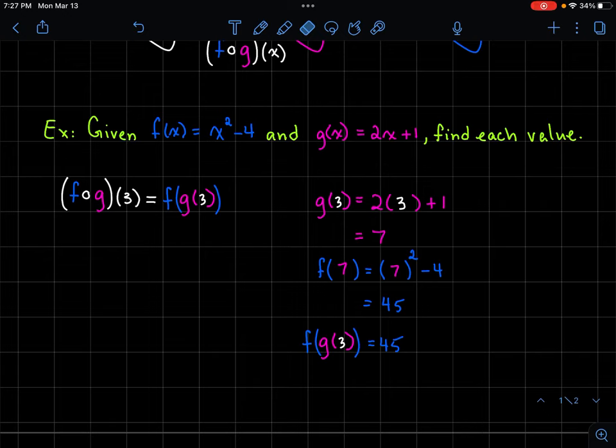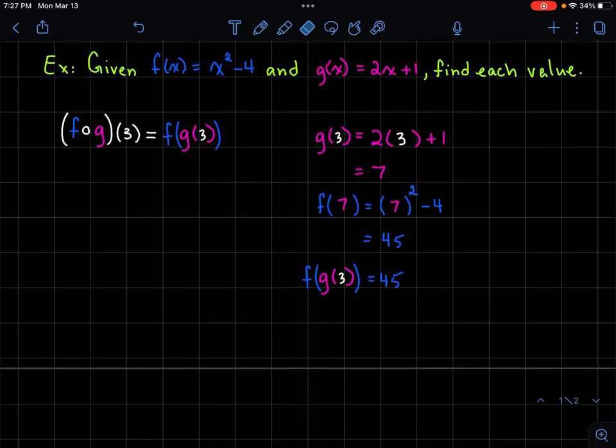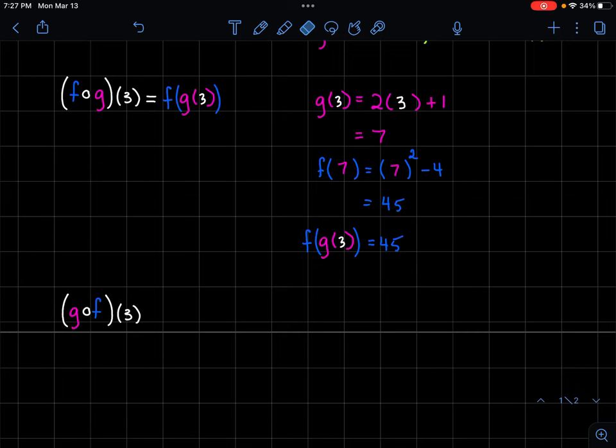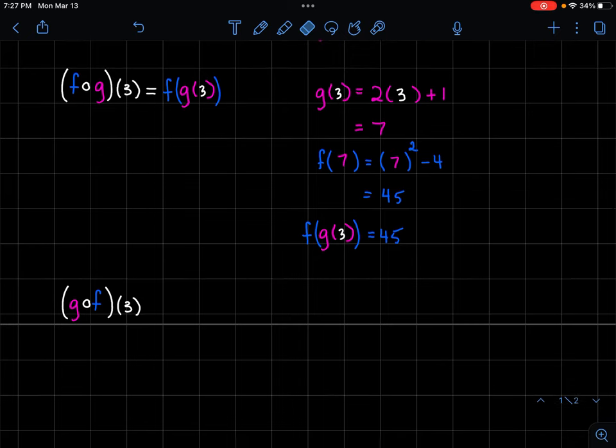So the next question is, can we do this backwards? Can we do g of f of 3 and get the same answer? Let's see what we can do. Okay, so let's change the order. Put the g function first, the f function second. Go through what function composition is. We're going to take the f of 3 output and we're going to plug it into the g function.